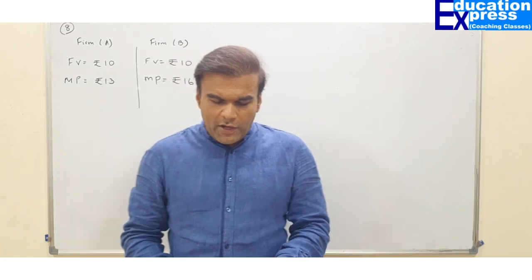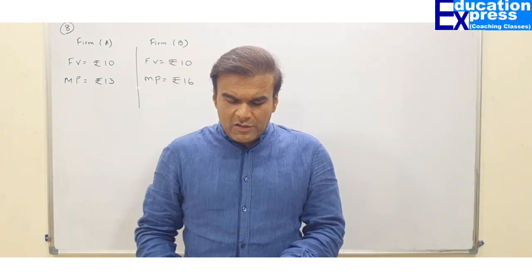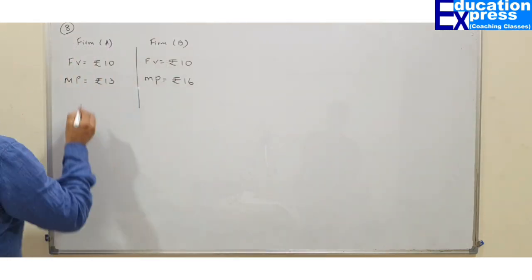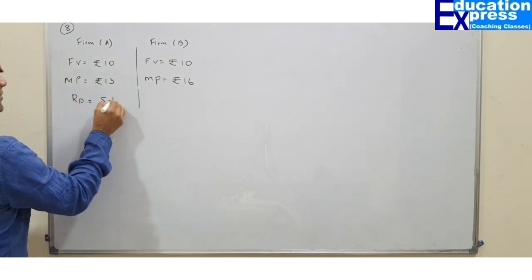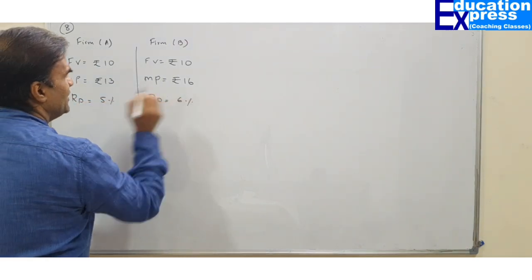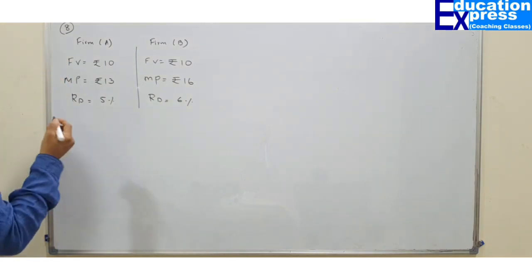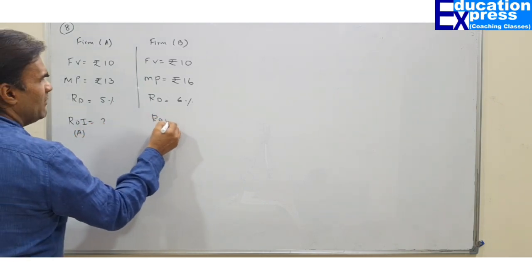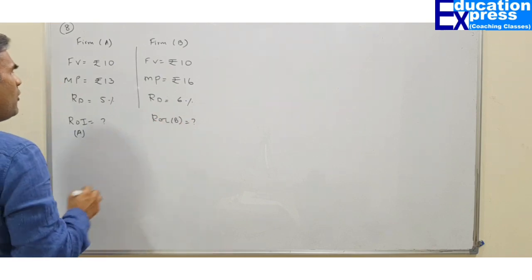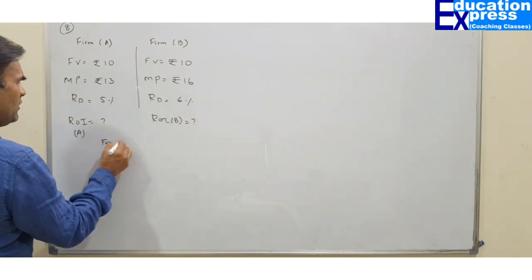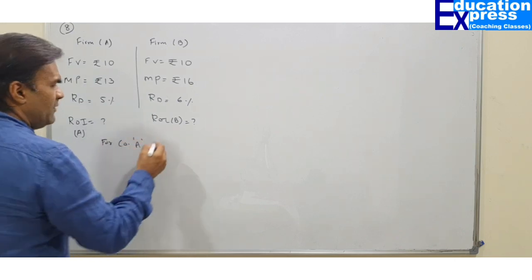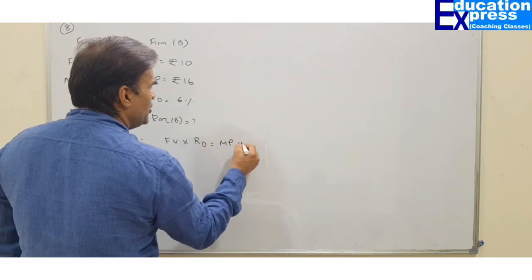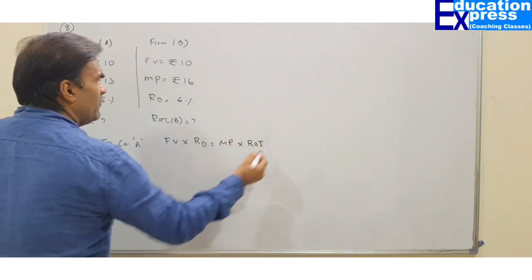So at rupees 13 or at rupees 16, if the first firm pays 5% dividend and the second firm pays 6% dividend. So rate of dividend 5%, rate of dividend 6%. Find which is a better investment. So ROI we have to find for A and ROI we have to find for B. What is the formula for ROI? Now for company A, face value into rate of dividend, market price into ROI for A.